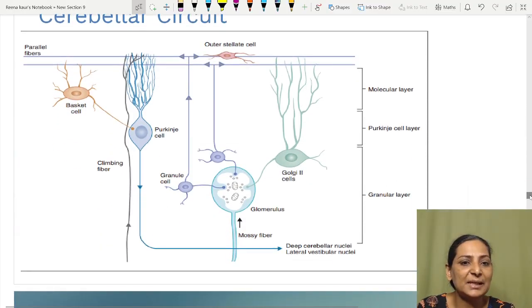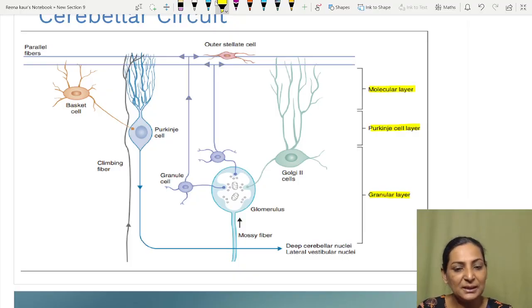This is what the cerebellar circuit looks like, having three important layers, that is the granular layer, the Purkinje cell layer and the molecular layer. As you can see, one of the biggest cells is the Purkinje cell. The other cells in the cerebellar circuit are basket cells, stellate cells, Golgi cells and granule cells. Out of these, it is only the granule cell which is excitatory, and because it is excitatory, its neurotransmitter will be glutamate.